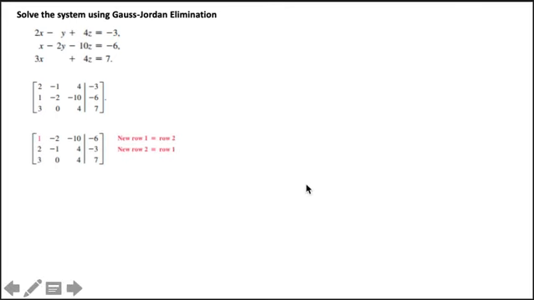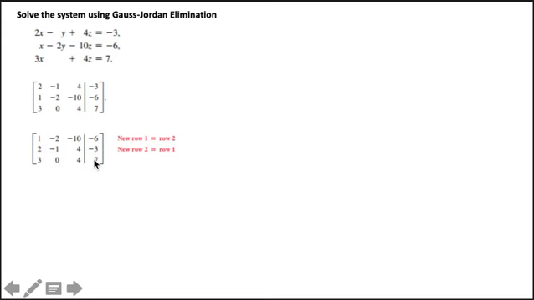To do that, I'm going to switch rows. So I switched row 1 and row 2. So row 1 becomes what was row 2. 1, -1, 2, -10, -6 moved up, and 2, -1, 4, -3 moved down. That's the easiest thing to do.